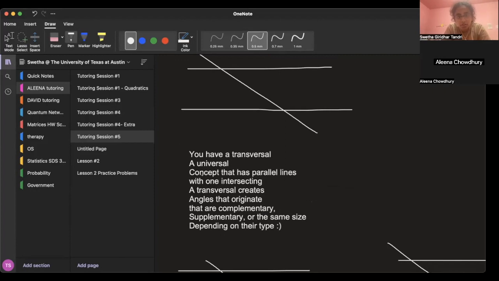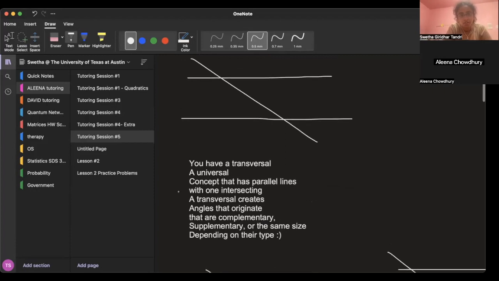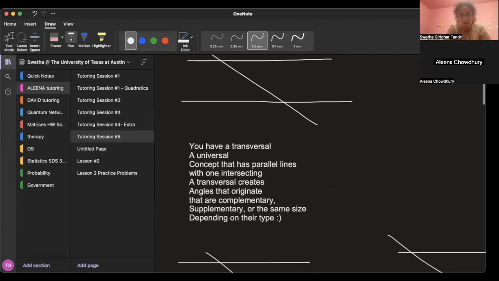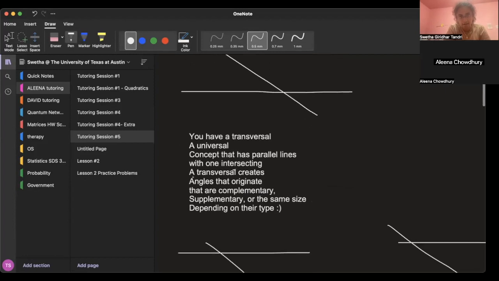You have a transversal, a universal concept that has parallel lines with one intersecting. A transversal creates angles that originate that are complementary, supplementary, or the same size, depending on their type.